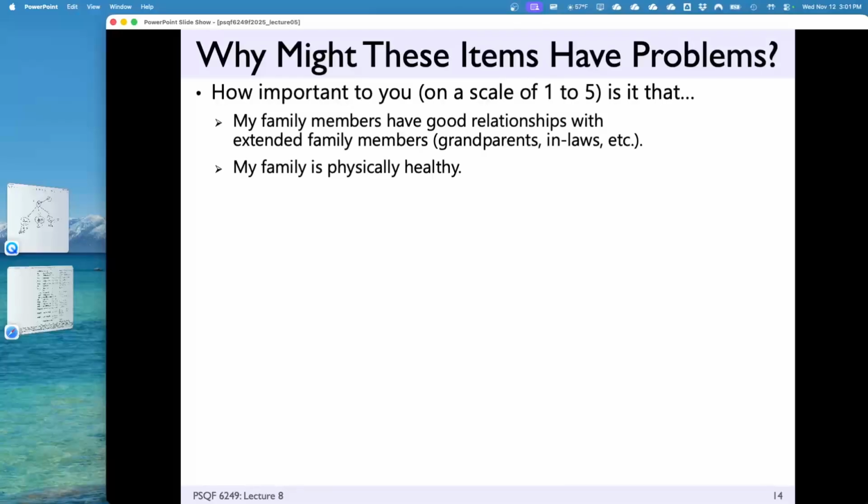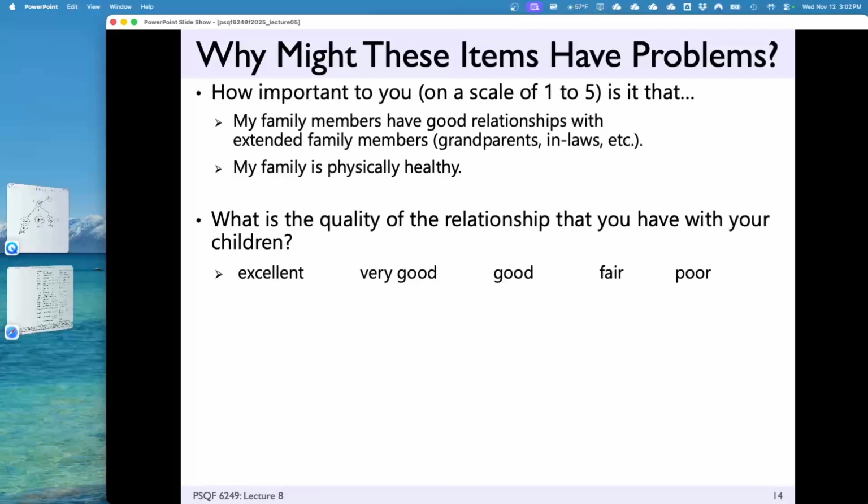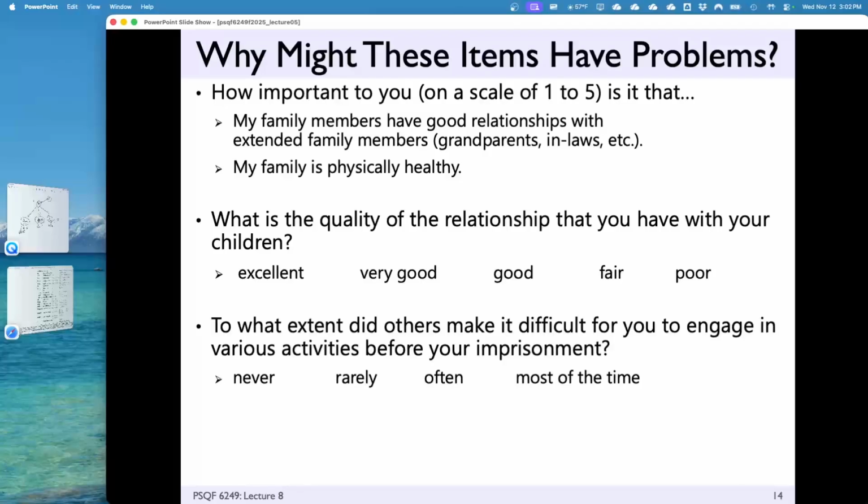All right. Why might these items have problems? How important is it to you, on a scale of 1 to 5, that my family members have good relationships with extended family members? Well, what if you don't have any of those, right? My family is physically healthy. What if you don't have a family? What is the quality of the relationship you have with your children? What if you don't have children? These are actual items that she had to answer, like when she didn't have kids. I think she made a list of these. To what extent did others make it difficult for you to engage in various activities before your imprisonment?